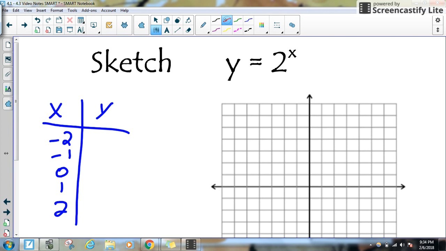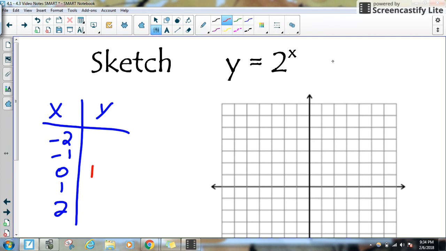In order to figure out what the answer to this question is, you simply have to take these values and plug them into your function, all right? So let's start with 0. If I were to plug 0 into my function, I would have y equals 2 to the 0 power. And 2 to the 0 power is equal to 1, because anything to the 0 power is equal to 1.